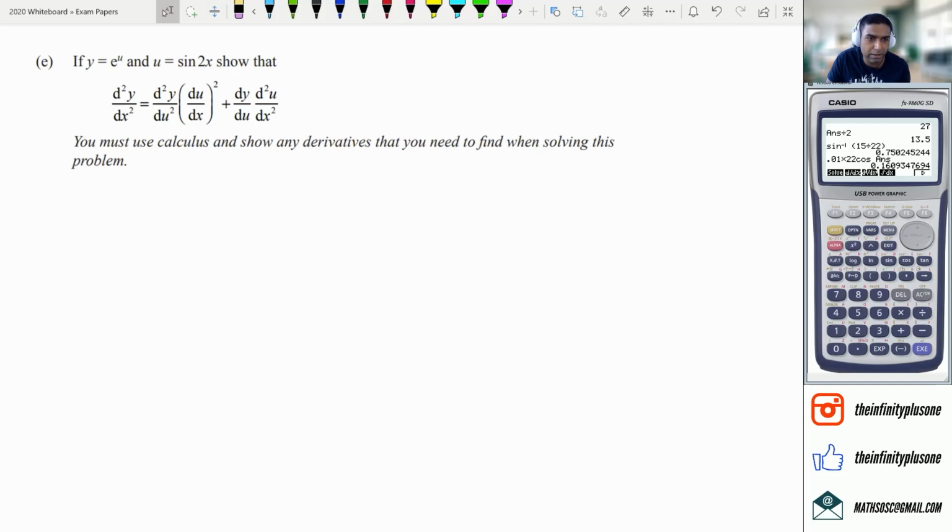So we've got basically a proof question here, right? We've got to prove that d squared y over dx squared equals the rest of that ugly looking thing there. But in fact, this question is actually not too bad, because all you've got to do is just differentiate things the right way. So I'm going to do the left-hand side first.